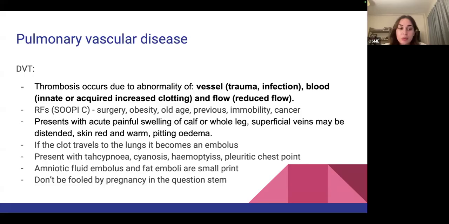So a DVT will present with acute swelling and pain in the calf or, more rarely, the whole leg, and you might see superficial vein distension, and they'll have this hot, red, swollen leg with pitting edema. In terms of how they present with a PE, they'll be breathless, they might be tachycardic at the same time, and they'll have this pleuritic, quite sharp chest pain.